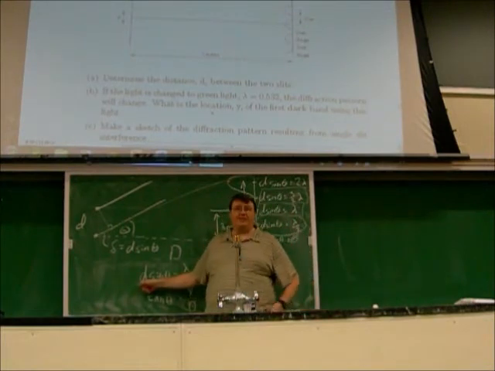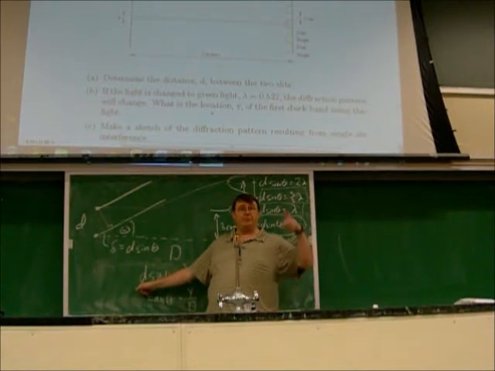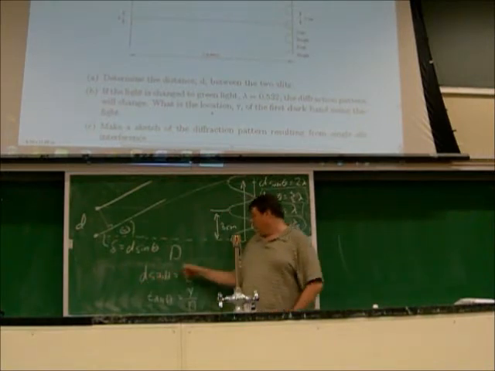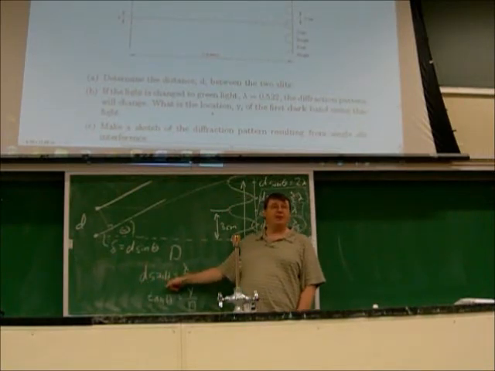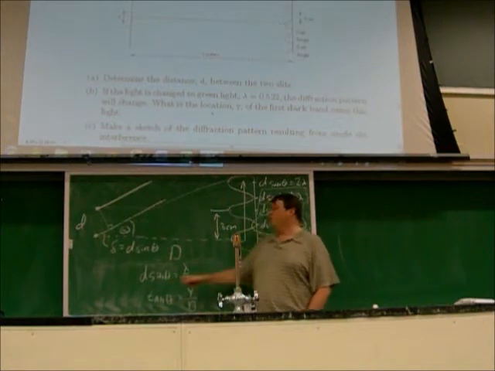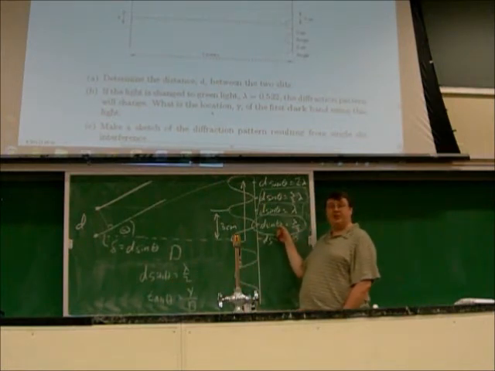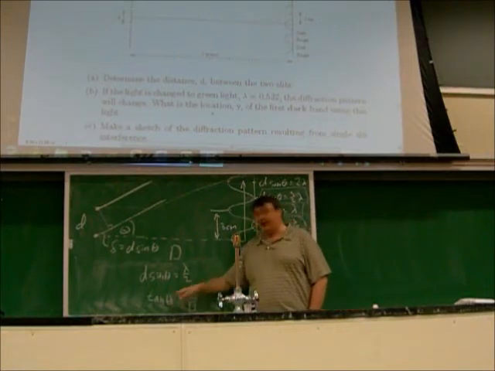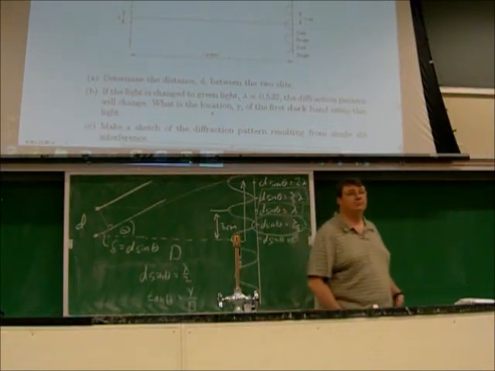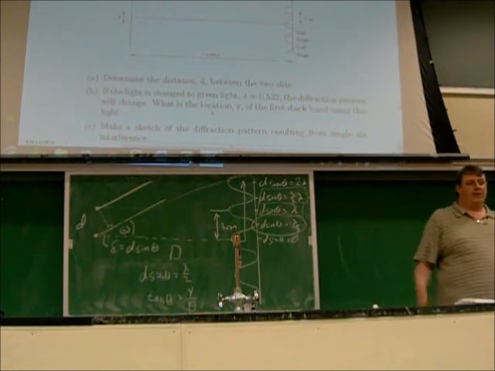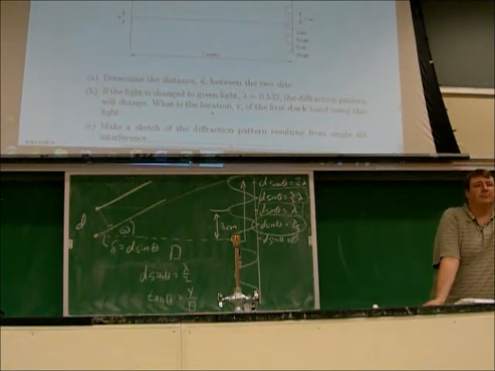So when you change the light, the d won't change, so use the d from the previous part of the problem, right? Separation between the slits. You put in the new wavelength and you get a new theta. That's the new theta that leads to this feature. And the y of that feature is related to the theta through the second equation. And then, ta-da! I got the y of the first dark band.